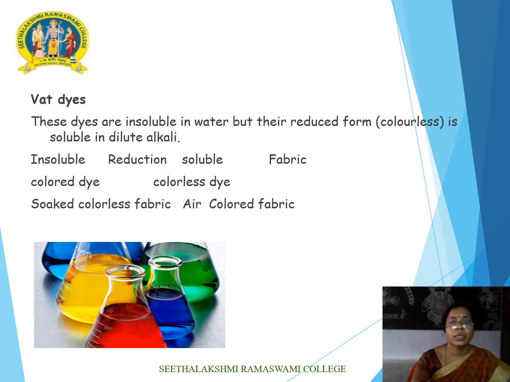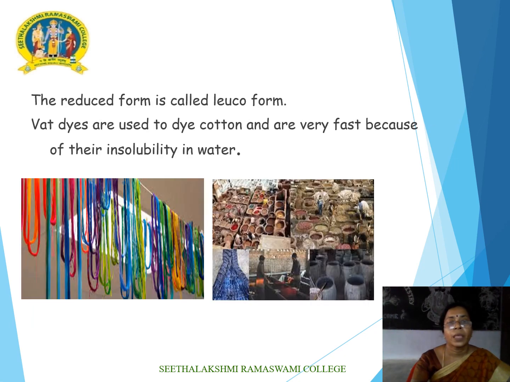Vat dyes. These dyes are also insoluble in water, but they are reduced to form a colorless form soluble in dilute alkali, that is, colored dye to colorless dye. The reduced form is called the leuco form. Vat dyes are used to dye cotton and are very fast because of their insolubility in water.